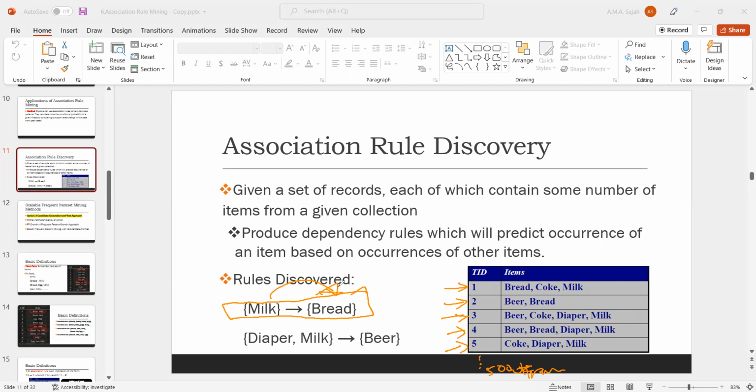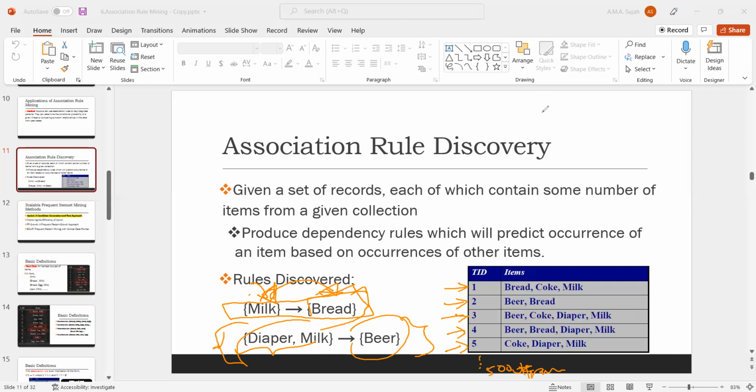Similarly, if you have different businesses and different transactional data, by analyzing the data you will discover some rules. This is called a two item set rule, where the person buys only 2 items. You are recommending that if a person buys milk, there is a high possibility they will buy bread. If a person buys a diaper and milk, there is a high possibility they will buy bread. These rules change from location to location, culture to culture. It depends on the place where you apply these rules.